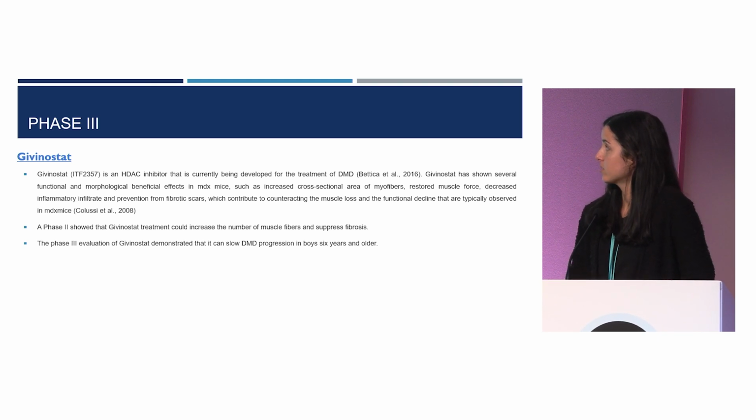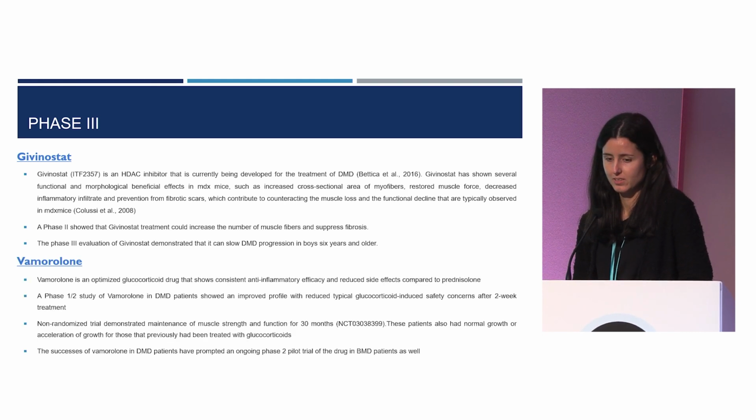And finally, givinostat, a histone deacetylase inhibitor that is currently being developed for the treatment of Duchenne. It's still in clinical trials, and phase 2 showed that it could increase the number of muscle fibers and suppress fibrosis. In phase 3, the evaluation of givinostat also showed that it can slow down the progression of the disease in Duchenne patients. So this is one of the drugs that is still ongoing in clinical trials.